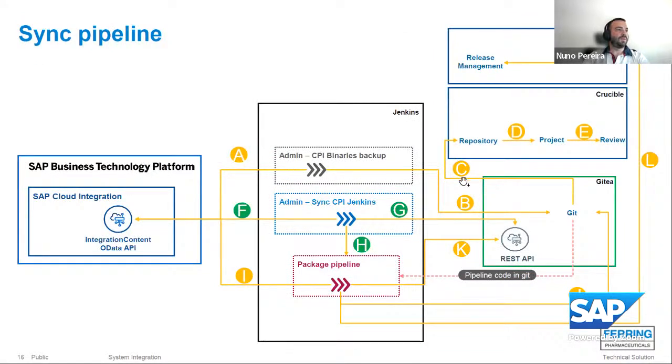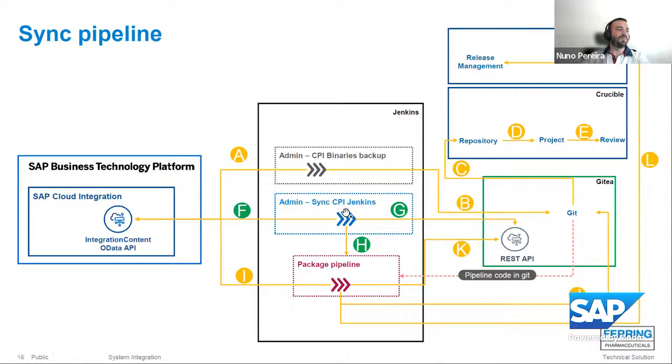Okay, so we discussed this route here, and we are now talking about the sync pipeline. After this binaries backup pipeline was developed, our next logical step was to implement a pipeline per CPI package. The idea was that we wanted to have some governance and run the same checks for every single package. And therefore, we created this sync CPI Jenkins.